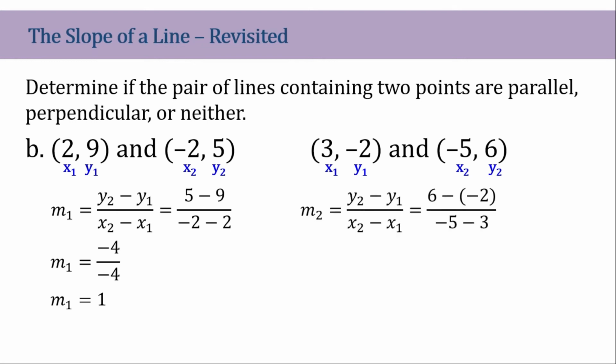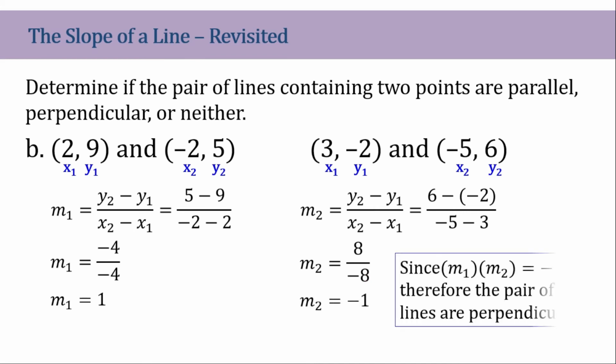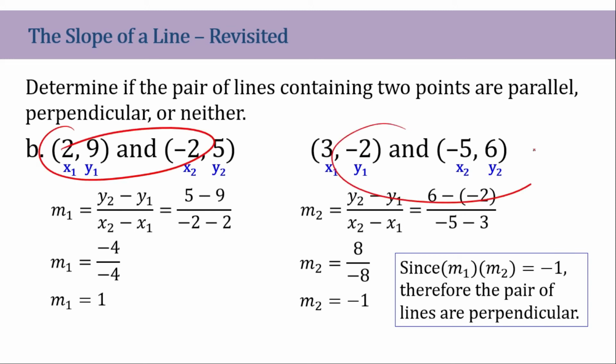On the other hand, we have 6 minus negative 2 and negative 5 minus 3. So if we simplify that, we have 8 all over negative 8. If we simplify that, that is negative 1. Now, since the slope of line 1 multiplied by the slope of line 2 gives us a product of negative 1, therefore the pair of lines are perpendicular. So this line is perpendicular to this line.